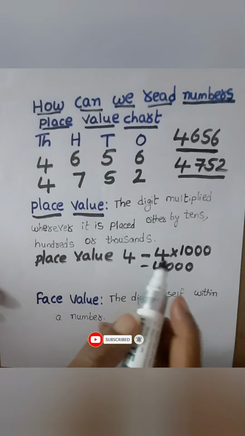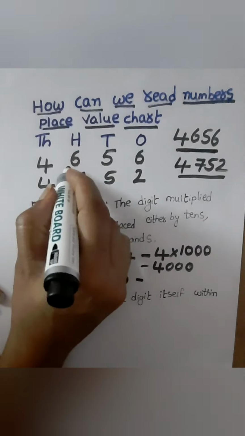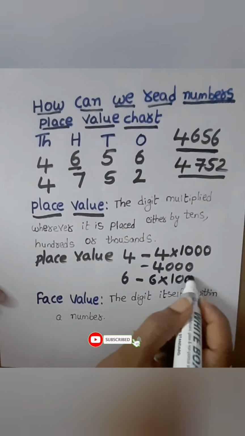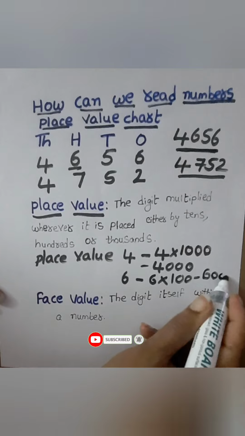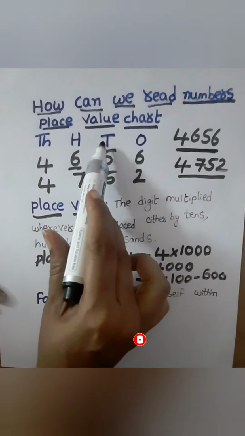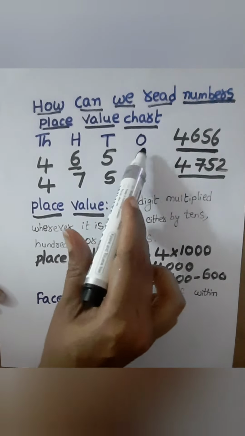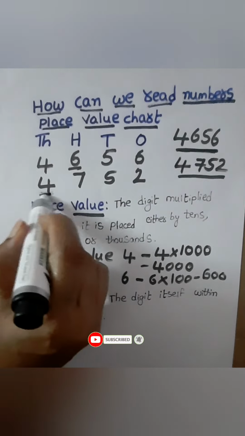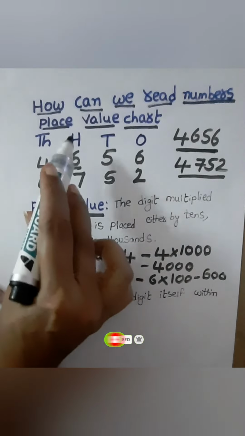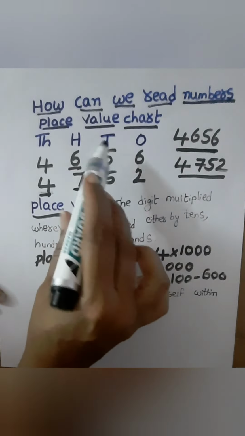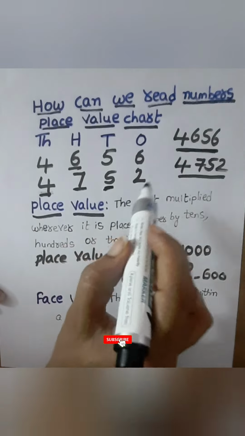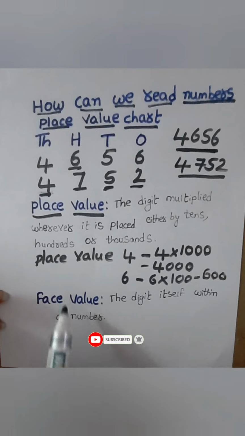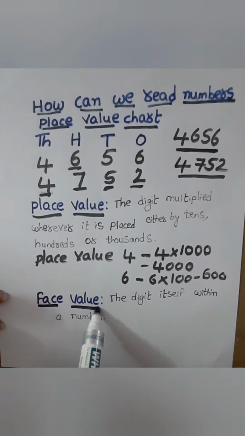Suppose the place value of 6. It is in the hundreds place, so 6 into 100, 600. And the place value of 5. It is in the tens place, so 5 into 10, 50. Place value of 6, 6. In 4752, the place value of 4 is 4 into 1000, 4000. Place value of 7 is 7 into 100, 700. Place value of 5 is 5 into 10, 50. Place value of 2 is 2. Okay?